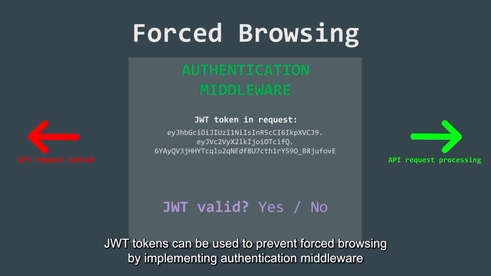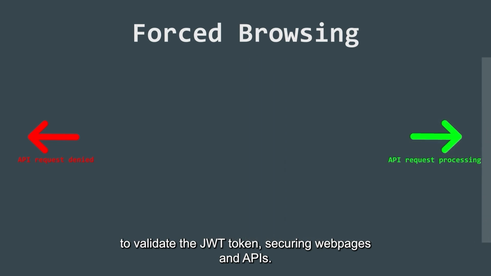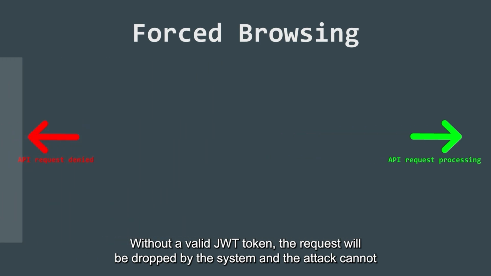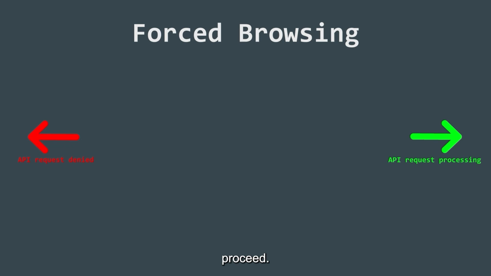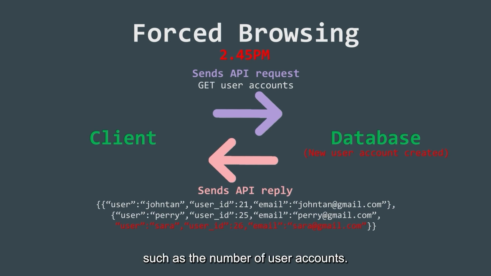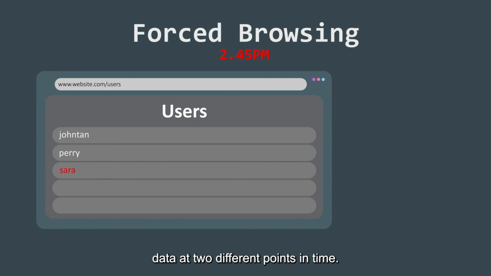JWT tokens can be used to prevent forced browsing by implementing authentication middleware to validate the JWT token, securing web pages and APIs. Without a valid JWT token, the request will be dropped by the system and the attack cannot proceed. As APIs are used to acquire data from the database, the results can vary over time, such as the number of user accounts. When used together with a web page, the page will become dynamic with differing sets of data at two different points in time.